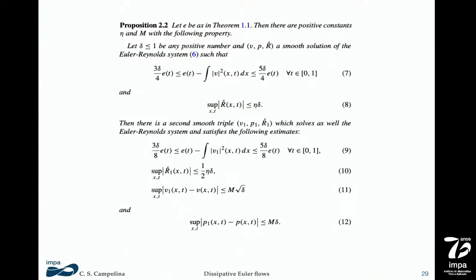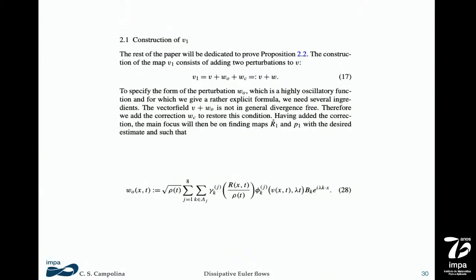Okay, so we need to prove this proposition. And this is the difficult part, because it's constructed by hand. So how do they do that? They consider V1. We have a triple V, P and R, and we are going to construct V1. V1 is obtained from V by adding two parts.